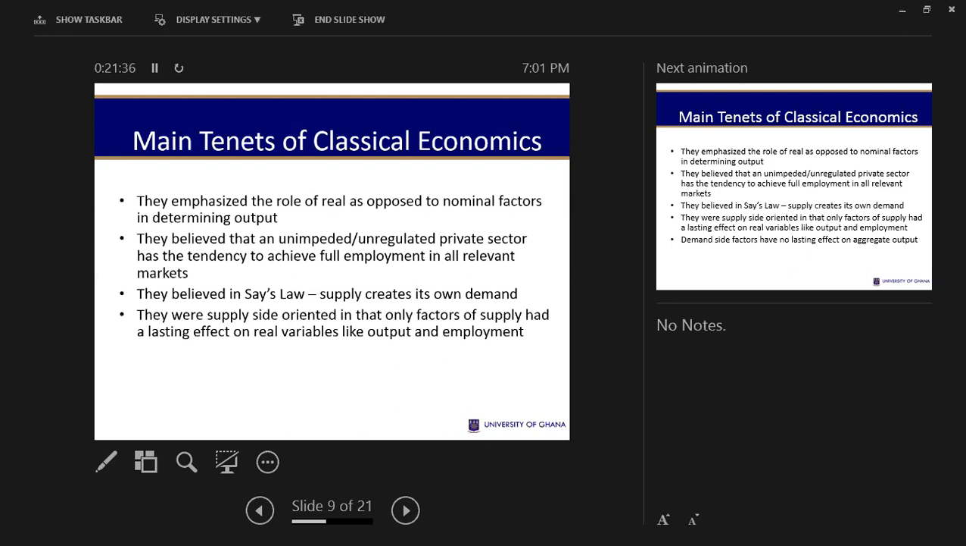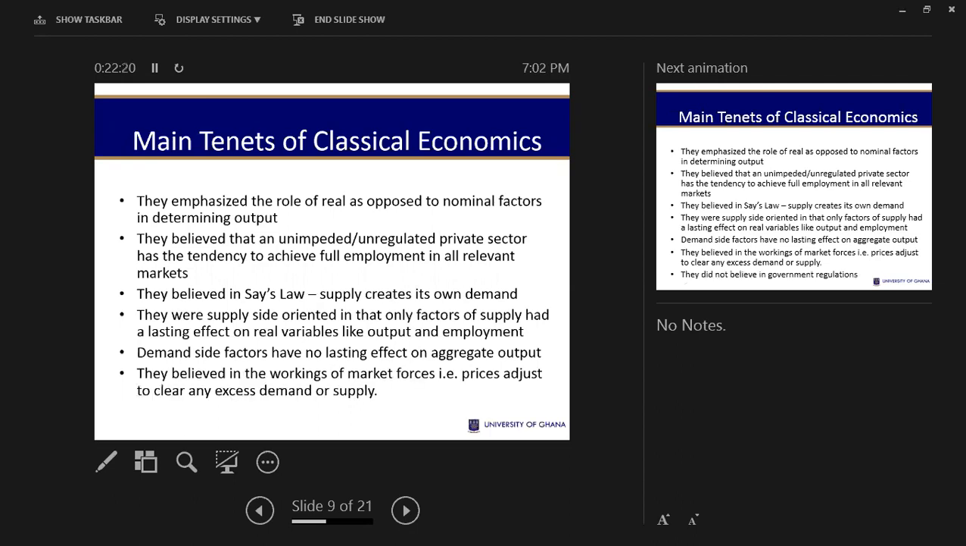They believed in factors that affected supply as factors that had lasting effect on the real variables like output. If you really want to cause a change in our output, then you should be targeting the factors that affect supply, not demand, because any factor that affected demand was only seen as having a temporal effect on output. So this is what we've been talking about, that the demand side factors, they have no lasting effect on output.